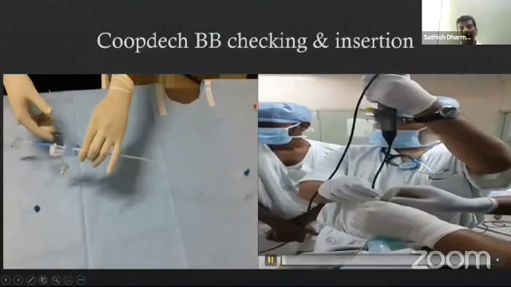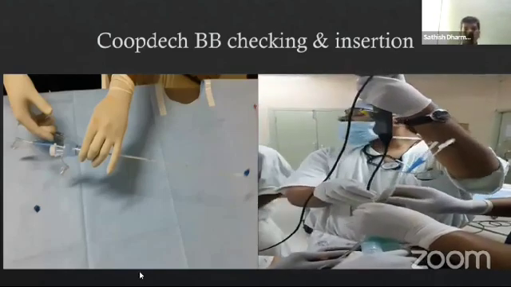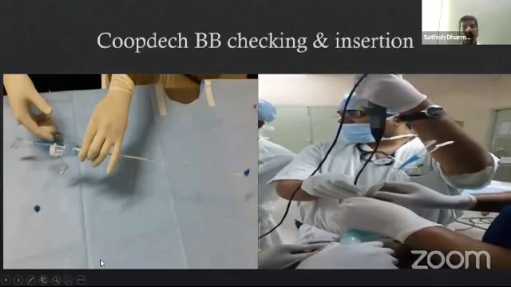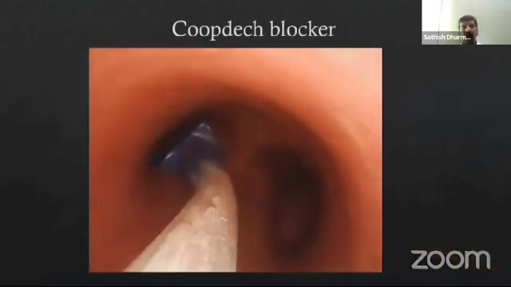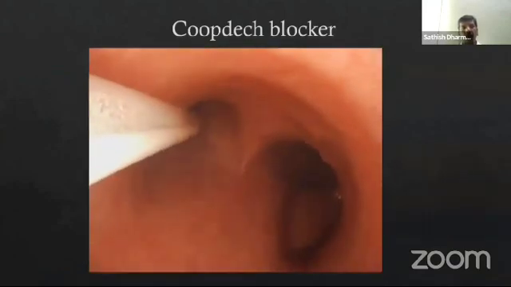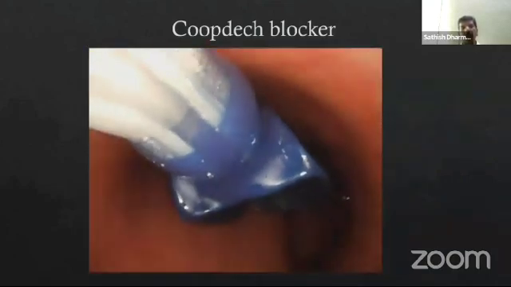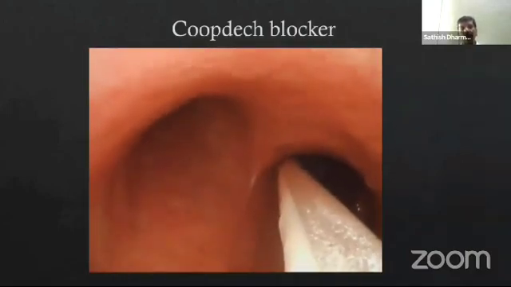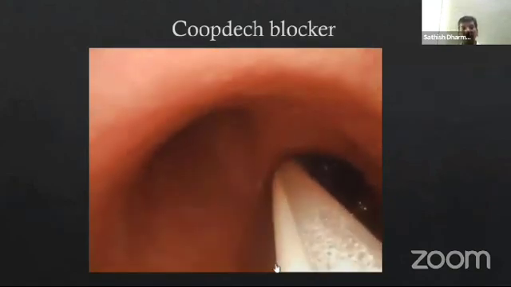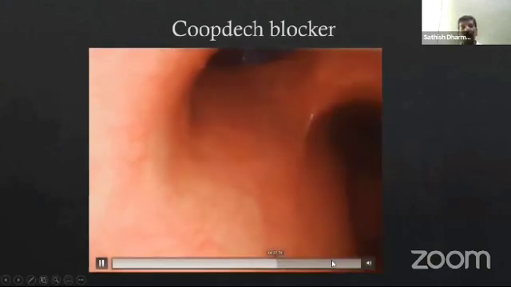Similar to the other blocker, one other person is needed to guide with the fiber optic bronchoscope. Once you pass the fiber optic bronchoscope, you will see the carina and the blocker is pushed. If you want to put it in the left side, the angled tip is turned towards the left side. If you want to put it in the right side, the angled tip is turned to the right side and pushed into the right side. And once you're sure of the position, you can inflate the balloon. And then take it out.